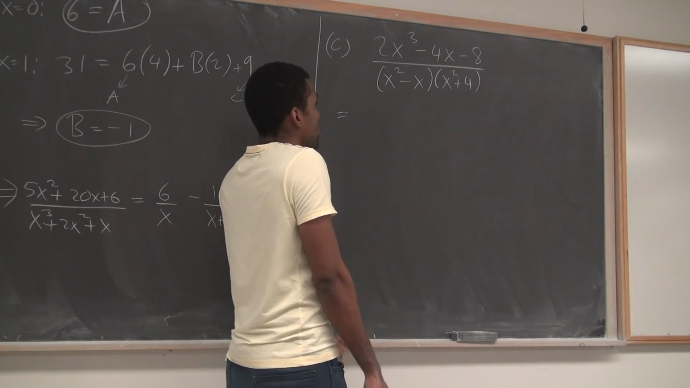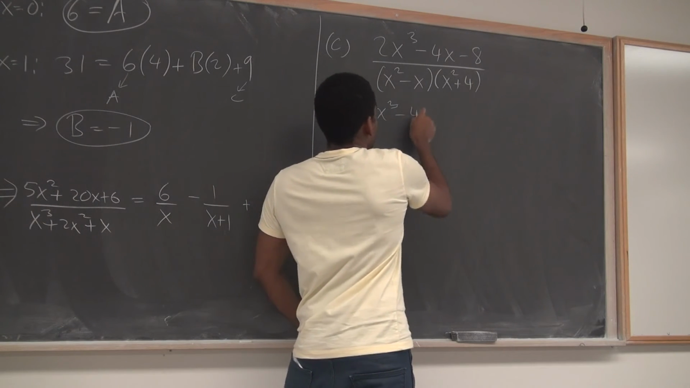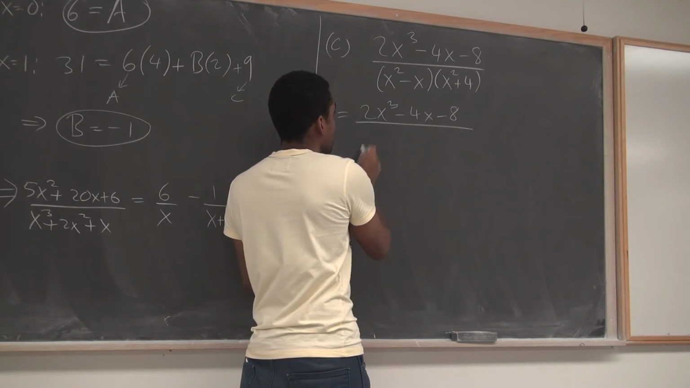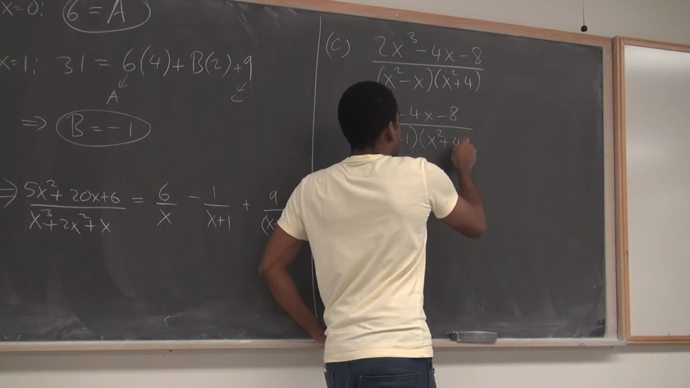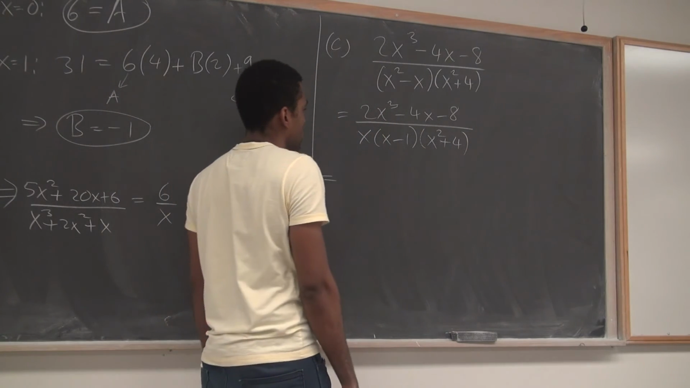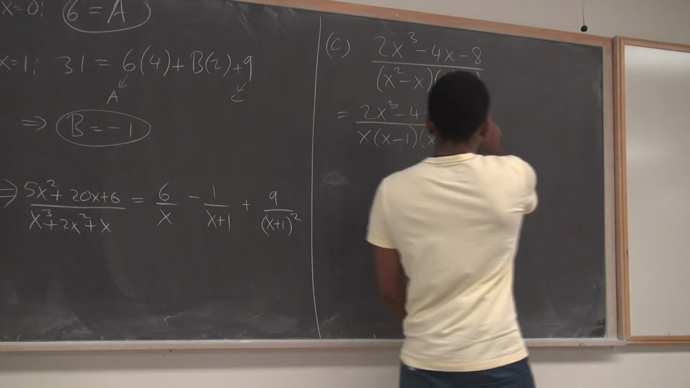Is the bottom factored completely? No. It's x cubed minus 4x minus 8 over, what's the factor? x times x minus 1. x squared plus 4 cannot factor over the real numbers. And so we have this. So at this point, we can start to break things up, right? What would we get?